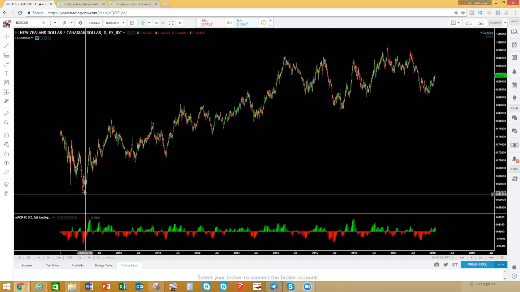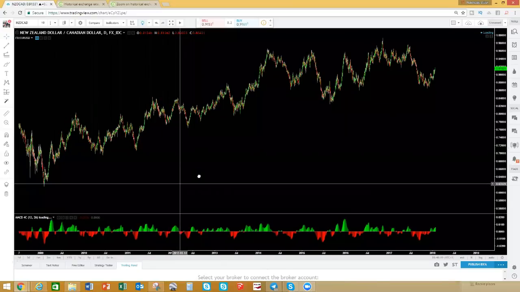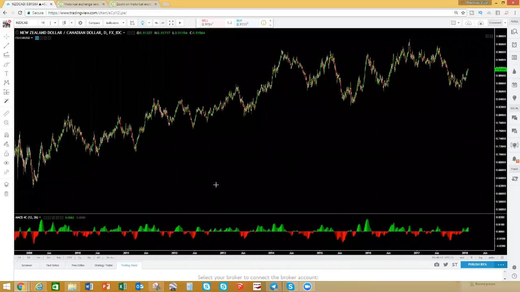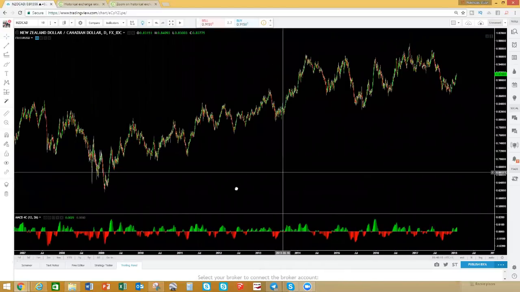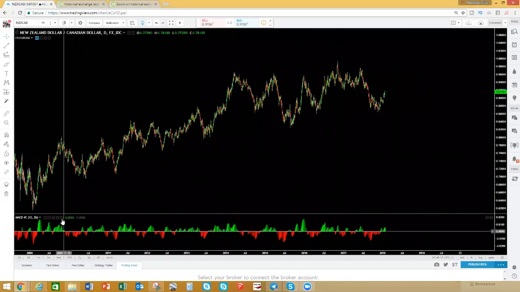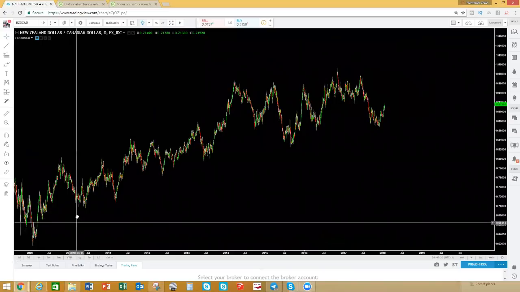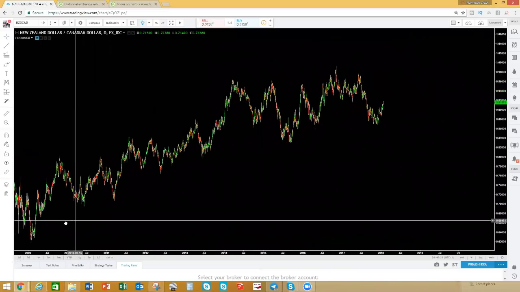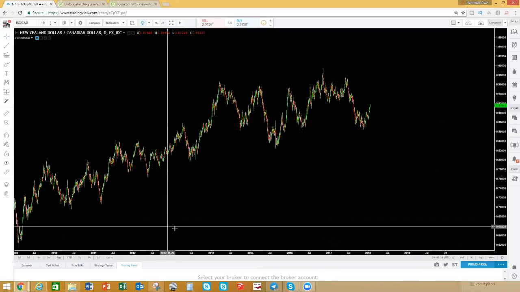So that string actually starts here. So we've got all the data on the screen. I'm going to make it as long as possible. I want to start it right at the bottom. I'm going to take off this MACD so we can have even more space. Right, so that's where it starts.